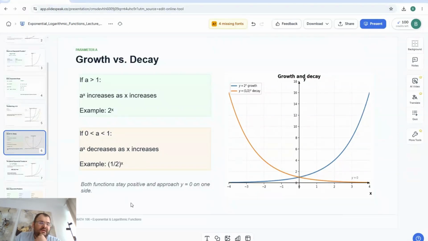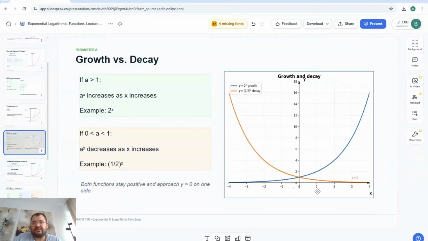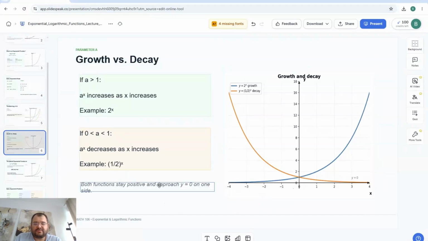For a between 0 and 1, it is a standard decay function. For example, 1 over 2 to the x: as x grows, the denominator keeps growing, because in the denominator you have 2 to the x, so the y value keeps becoming smaller and smaller. That's why 1 over 2 to the x goes to 0 as x grows.